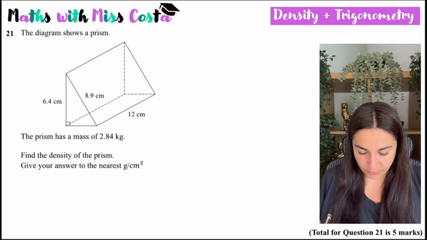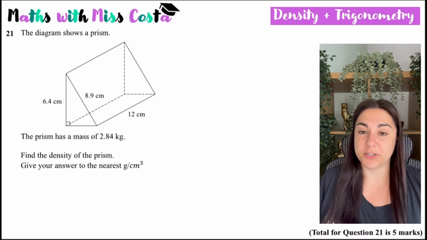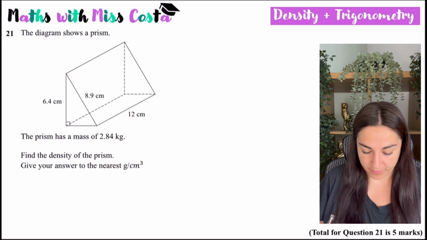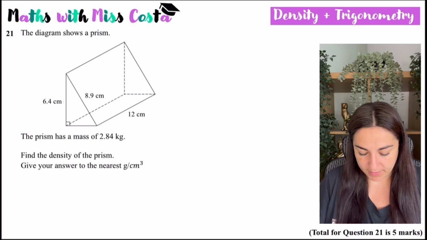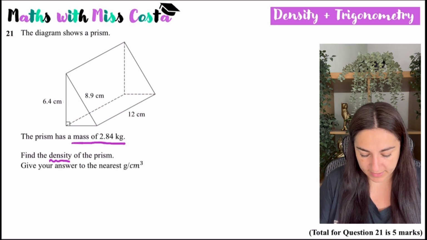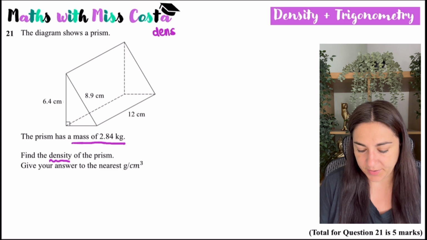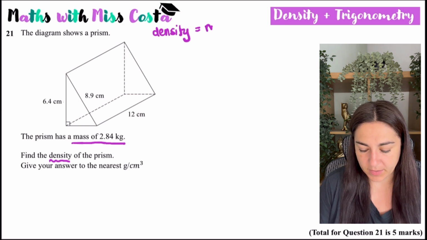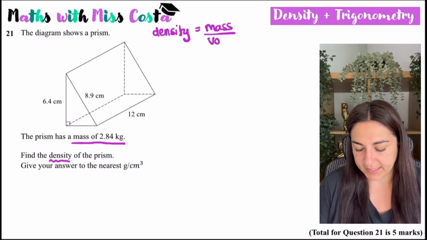Okay, next we've got density and trigonometry all thrown into one. So the diagram shows a prism, and I'm told the prism has a mass of 2.84 kilograms, and I need to work out what the density is. So how do I work out density? Well, density is mass over volume. That's a formula you just need to know.